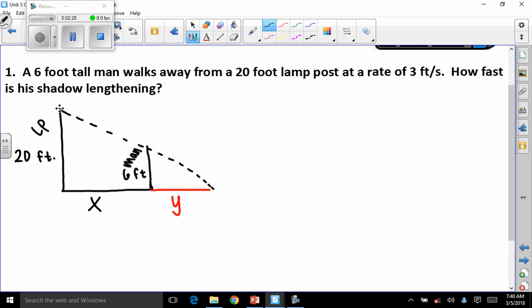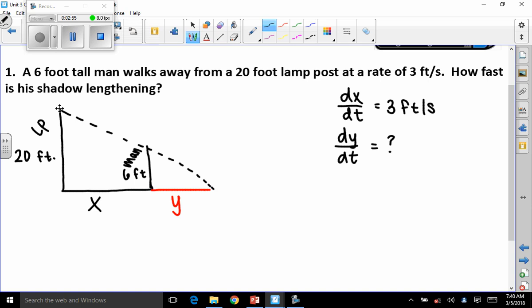Okay. So in addition to those things, the 20 feet, the 6 feet, and then this distance, which we know is changing, and the length of his shadow, which we know is changing, what else were we told in the problem? The rate he moves away from the lamppost, yes? So what changes at that rate? Which of our variables? x, good. So that's dx/dt is 3 feet per second. And what do we want to know? dy/dt.